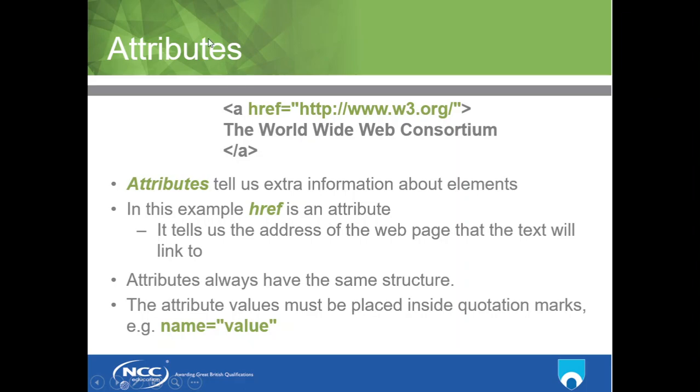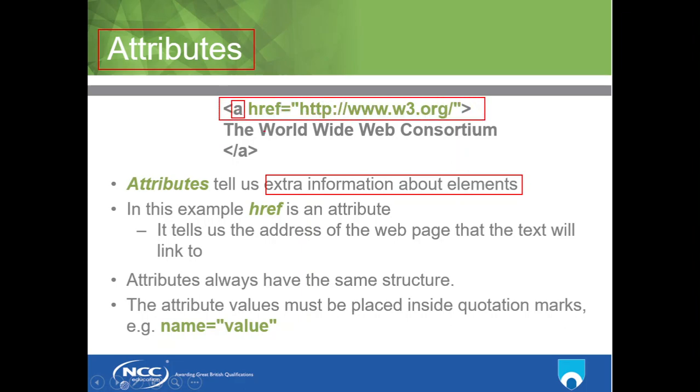Another important concept is the concept of attributes in HTML. Attributes are used to give us extra information about elements. Now here we have an example of the anchor element. You see we have an opening anchor element, then we have some content here, then we have the closing anchor element. The anchor element is used to make this particular content a hyperlink. It's going to make this a link, what we call a hyperlink.